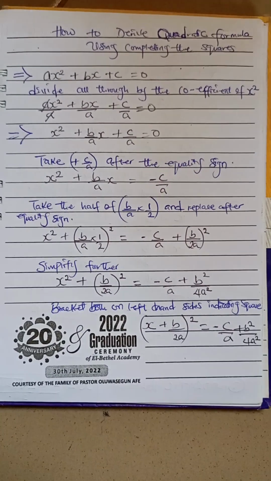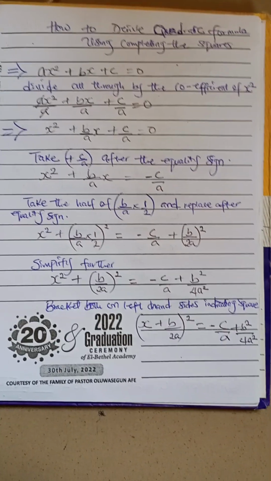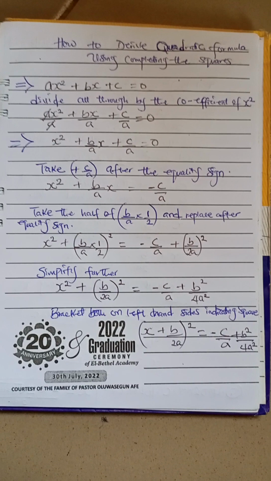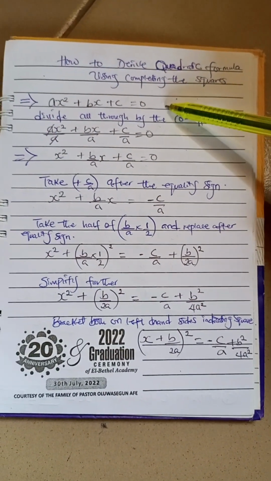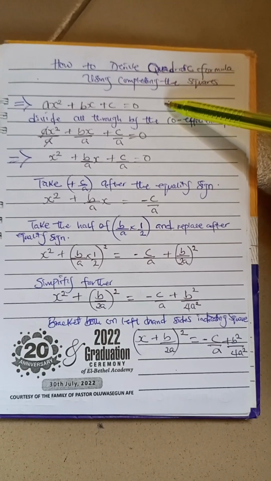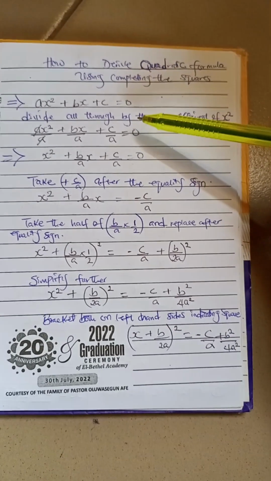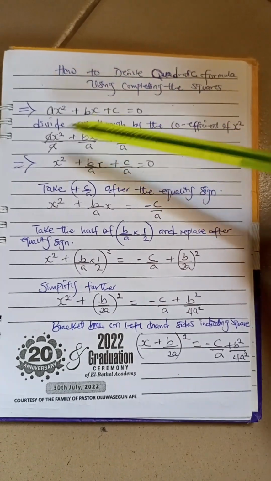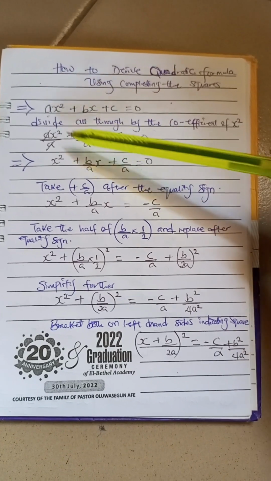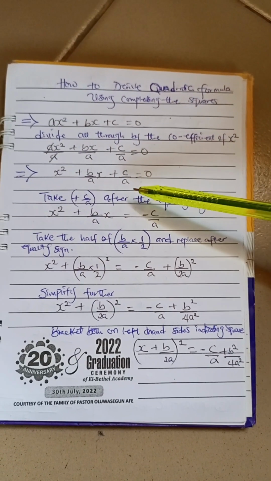Today I'll be showing you how to derive the quadratic formula using completing the square. Now we all know that the general quadratic equation has the formula ax squared plus bx plus c equals 0. The first step you have to take is to divide all through by the coefficient of x squared. We can see that the coefficient of x squared here is a. So we divide all through by a, and this was the result.